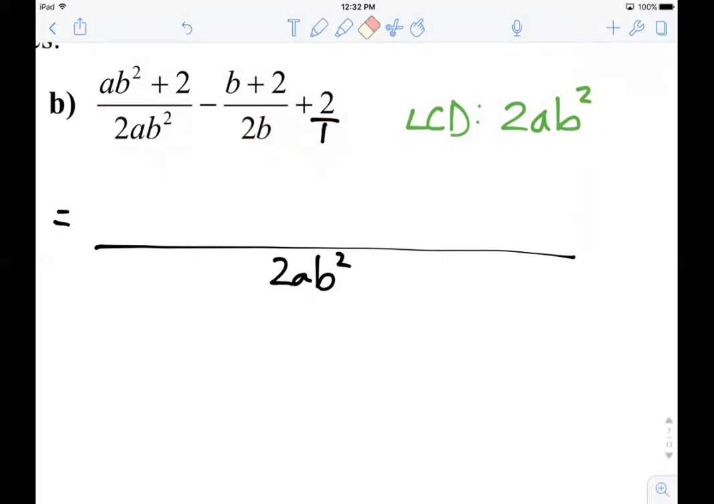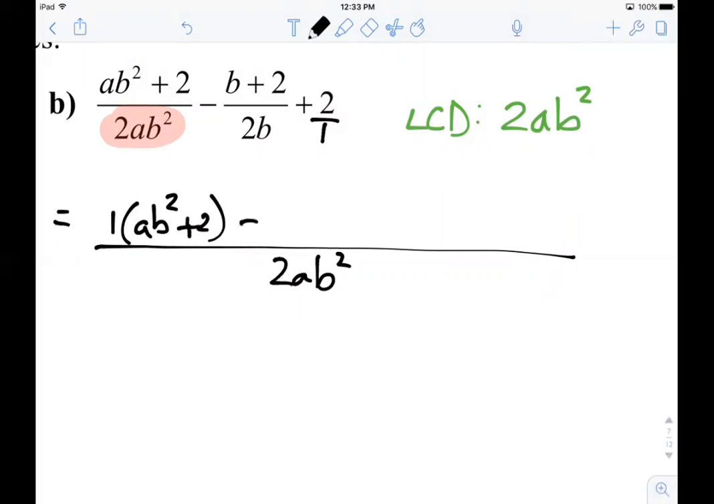So with 2ab squared, I just have to multiply it by 1 itself to get the common denominator in this case. So you don't even really have to write this, but I'll just write it in as a reminder. It's like we're going to do 1 times the numerator that we had originally, which is really just going to keep that numerator the same.